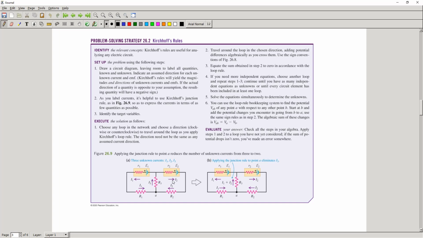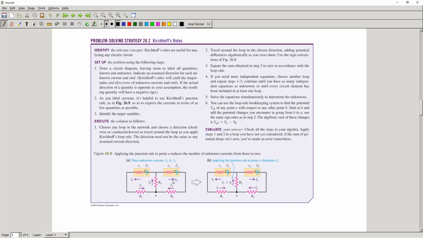We're going to go through, apply as many copies of the loop rule and the junction rule as we need until we get enough equations involving the variables that we want to solve for, that we can solve for them. So if we have 3 unknowns, we need 3 equations to solve for 3 unknowns. If we have 4 unknowns, we need 4 equations to solve for 4 unknowns.